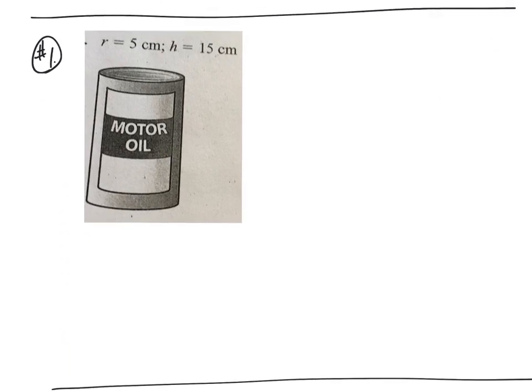All right, so if I have a can of motor oil, where the radius of the top is 5 centimeters and the height is 15 centimeters. So if I were to try to attach those to the picture, the height 15 centimeters and the radius of the top is 5 centimeters. What the formula says is the surface area for the cylinder then is going to be equal to 2 pi r squared plus 2 pi r h.